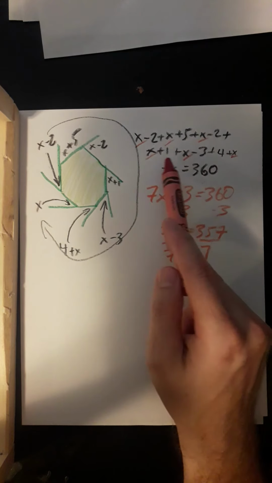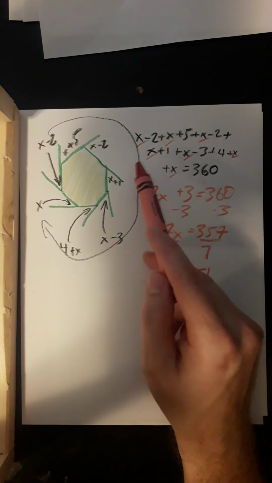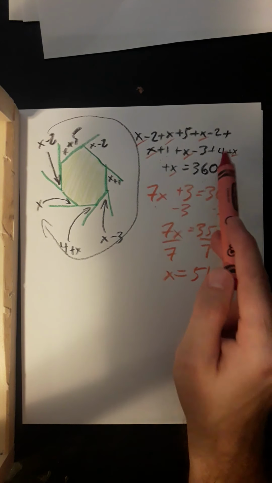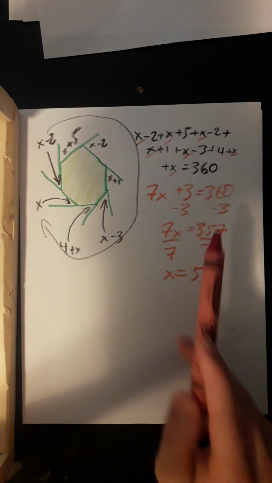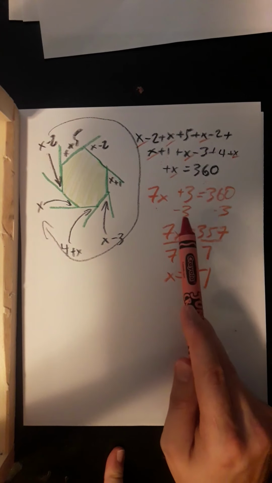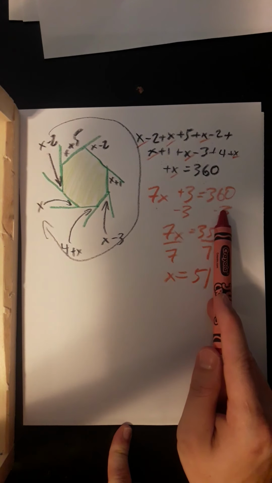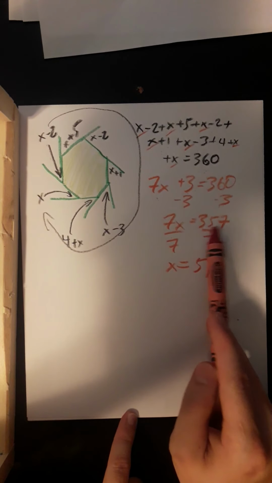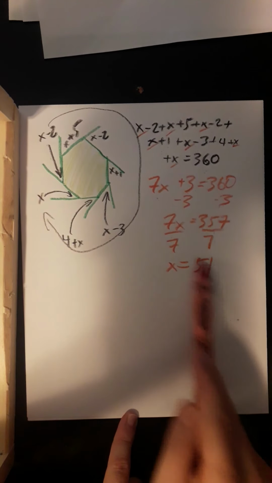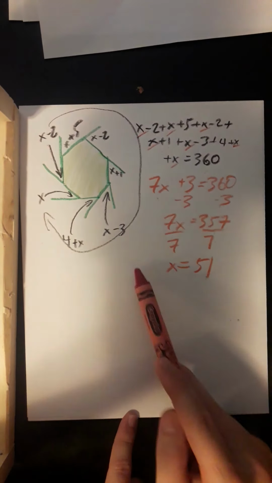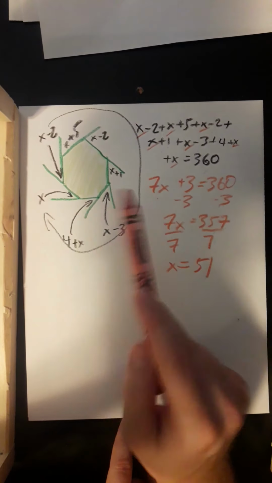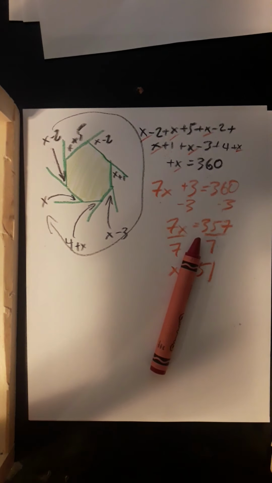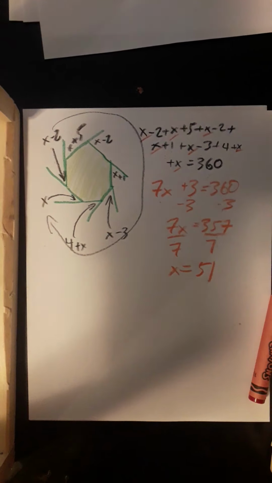So I'm going to go ahead and combine like terms. I have 7x's, so 7x. And then minus 2 plus 5 minus 2 plus 1 minus 3 plus 4 gives me a 3 in total. So 7x plus 3 equals 360, minus 3 from each side. And you'll get 7x equals 357. Divide by 7 on each side, and x equals 53. Again, I haven't solved for any angle, I guess except for this angle, which is x. If I wanted to solve for another angle, I'd have to plug x back in. So that's how you're going to solve for the sum of exterior angles for a polygon.